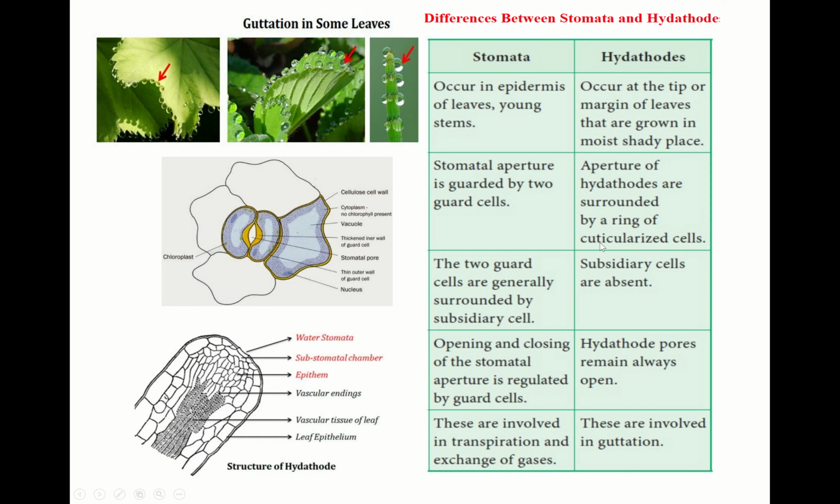Okay. So here there are no subsidiary cells, as you can see. This is a hydathode structure, and we don't find these kinds of structures here. So subsidiary cells are absent. Hydathode pores remain always open, whereas stomatal opening and closing is regulated by guard cells, so it is not always open. So these are involved in the guttation process.